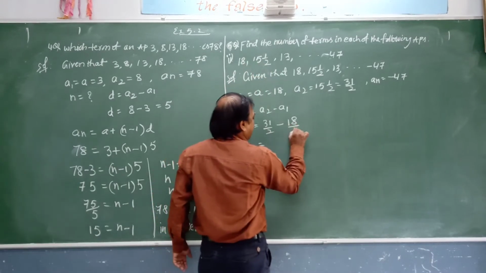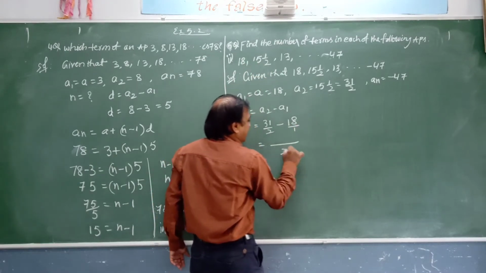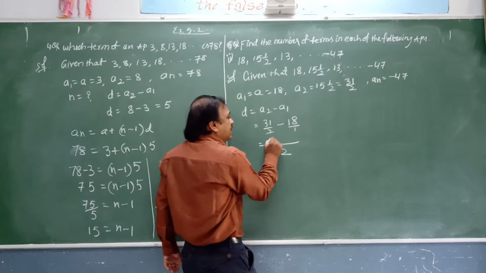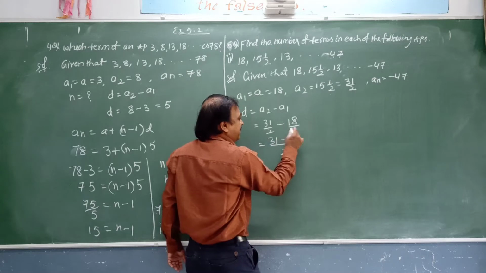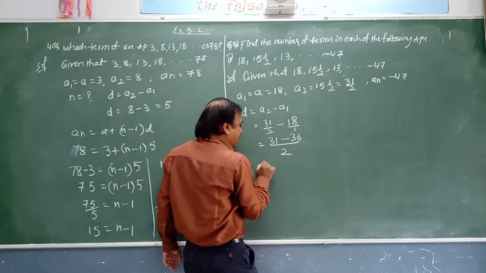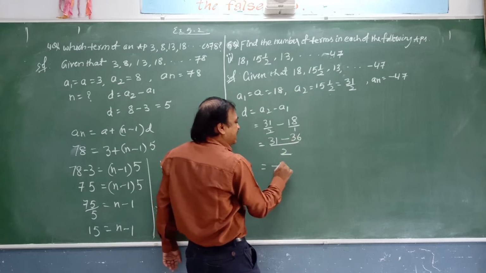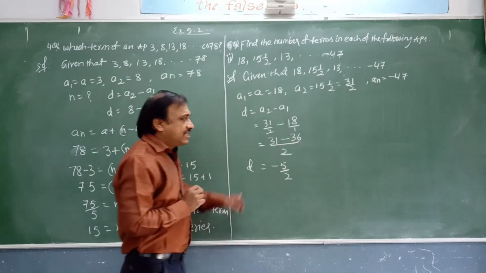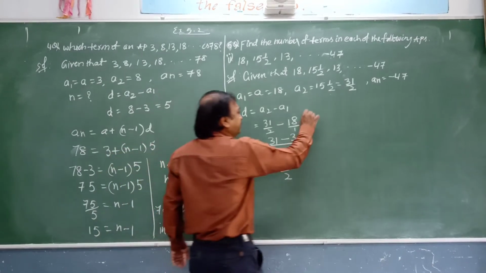Here a2 is 31 by 2 minus a1, which is 18. The LCM will be 2. 2 times 18 is 36, and 31 minus 36 is minus 5 by 2. So this is the common difference.